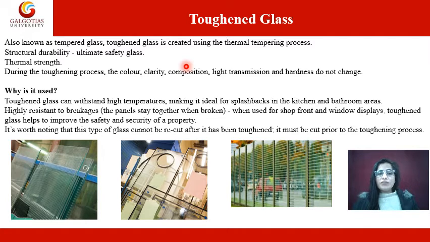Toughened glass can withstand high temperature, making it ideal for splashbacks in kitchen and bathroom areas, and it is highly resistant to breakage. When used for shop fronts and window displays, toughened glass helps to improve the safety and security of a property. So that's why it is used mostly in architectural buildings.